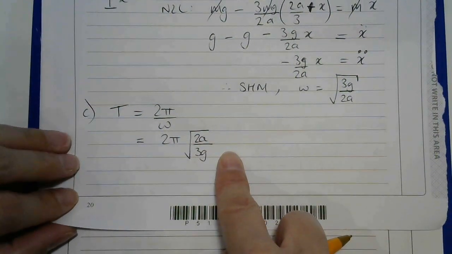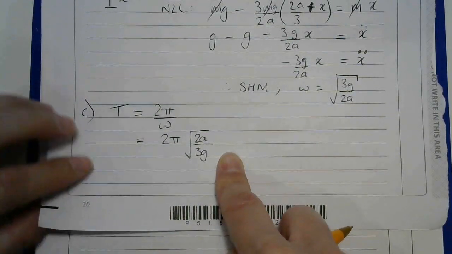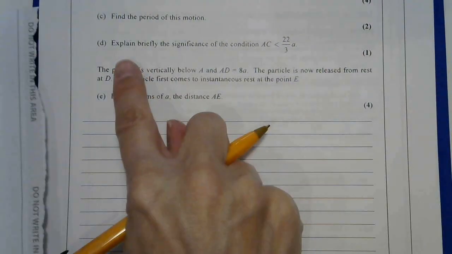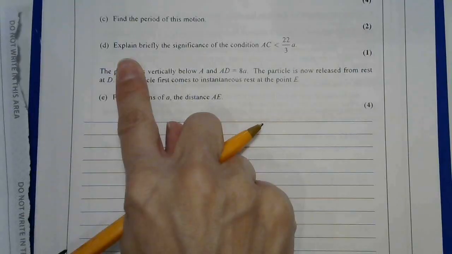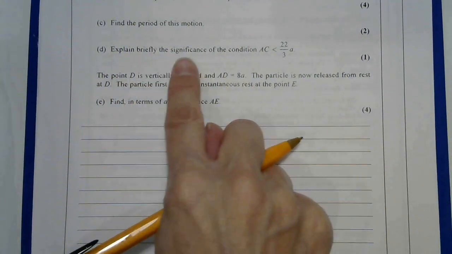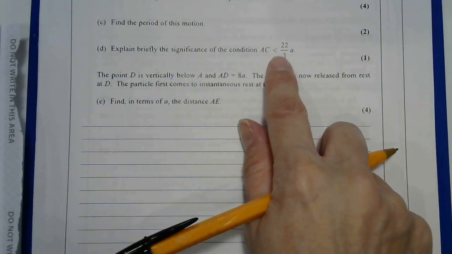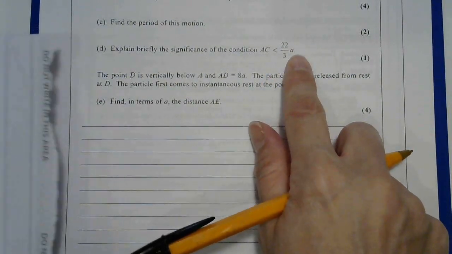So I can just leave my answer like that. Okay, so that is worth another 2 marks. Then in part D, it says explain briefly the significance of the condition AC is less than 22/3 A.